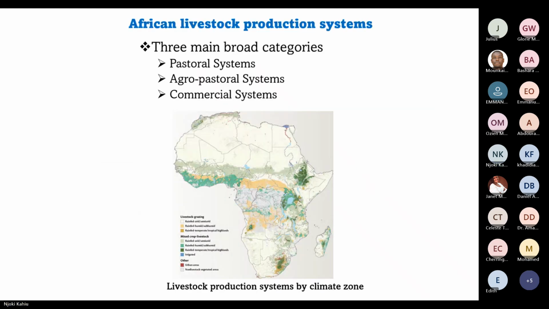And so there are three main broad categories of livestock production systems in Africa. First, we have the pastoral, which I know most of us are familiar with, agropastoral, but also commercial. Agropastoral is also very widespread within the African continent, but we have small pockets of commercial enterprises that implement intensive livestock production systems. And as you can see, this is a map I borrowed from ILRI that shows the livestock grazing patterns, like the rain-fed, semi-arid agricultural or mixed crop and other livestock production systems across Africa.